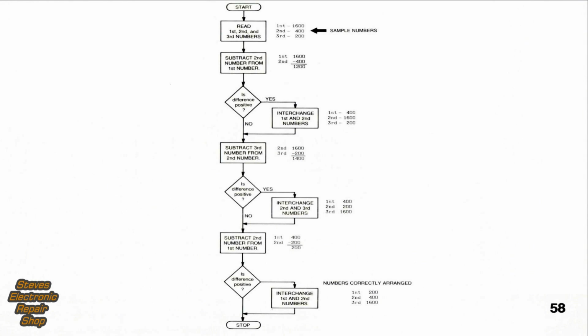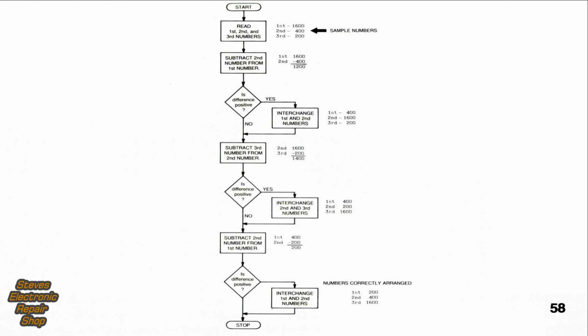Here's our flowchart. Starting at the top, we must first read in the 3 numbers. The sample numbers are shown on the right. The next operation is to subtract the second number from the first, as shown at the right. Then we ask, is the difference positive? The answer is yes. Therefore, the first number is larger than the second. Now we must interchange the first and second numbers. The result of the interchange is shown at the right.